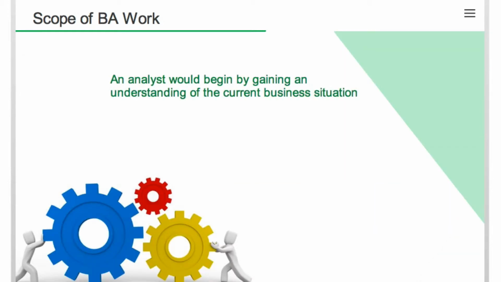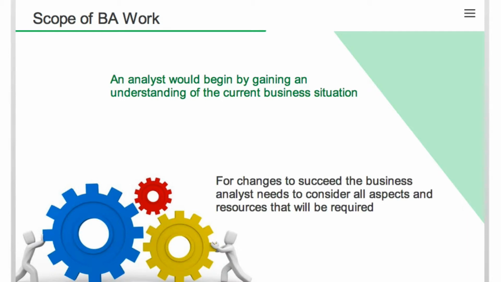An analyst would usually begin by gaining an understanding of the current business situation. Even when a problem is defined and a solution identified, it is rare that this turns out to be the entire problem or that the solution addresses all the issues. For any changes to succeed, the business analyst needs to consider all aspects, for example, the processes, IT systems, job roles, skills and resources that will be needed to improve the situation.